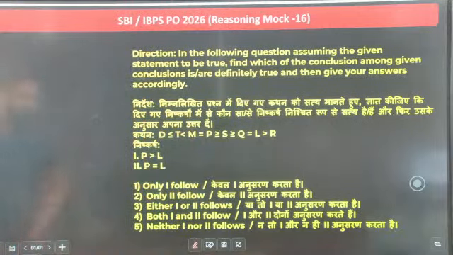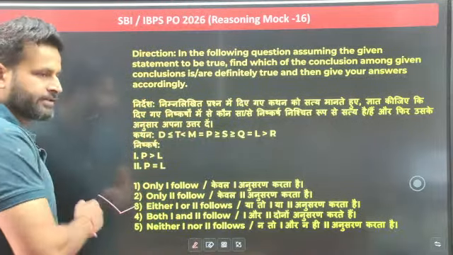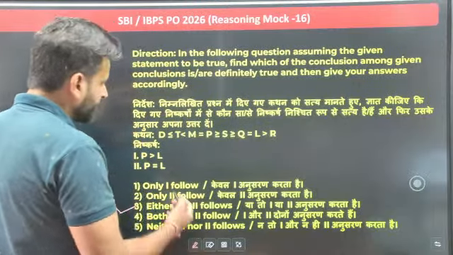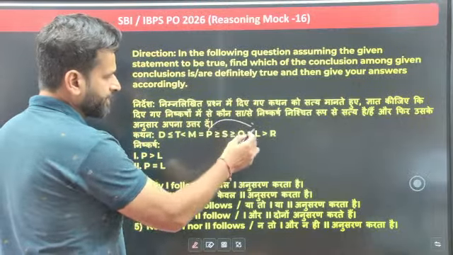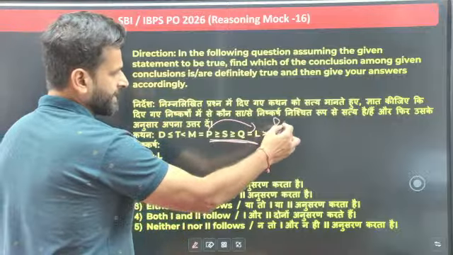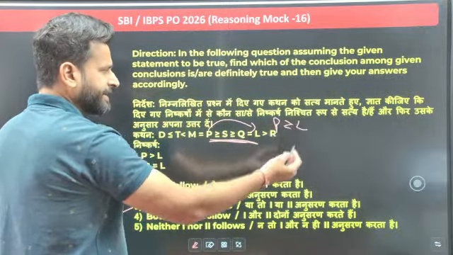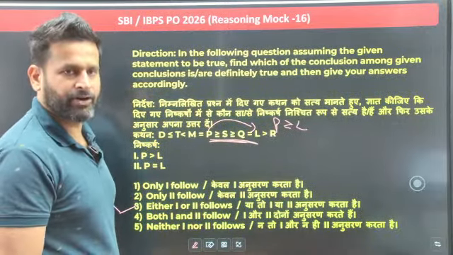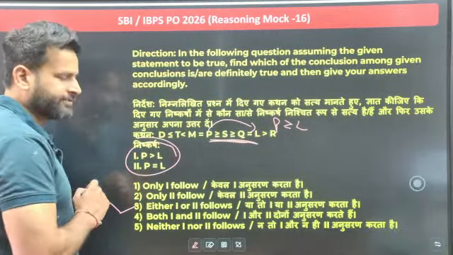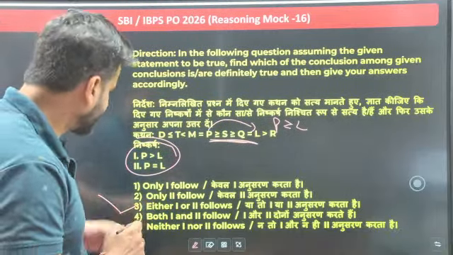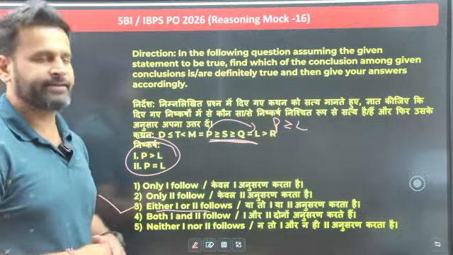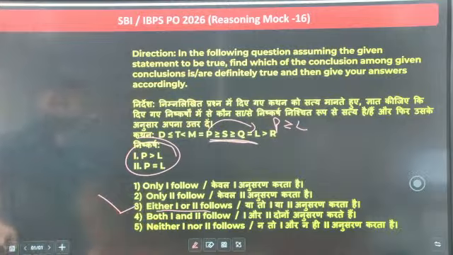P, either or. Option 3, that will be either or. What is the relation from P to L? The statement is saying that P is greater or equal to L. Statement is saying that either P will be greater or it will be equal. That is exactly what is given in the conclusions. If I combine these two, that means either one or two. Simple. Perfect.